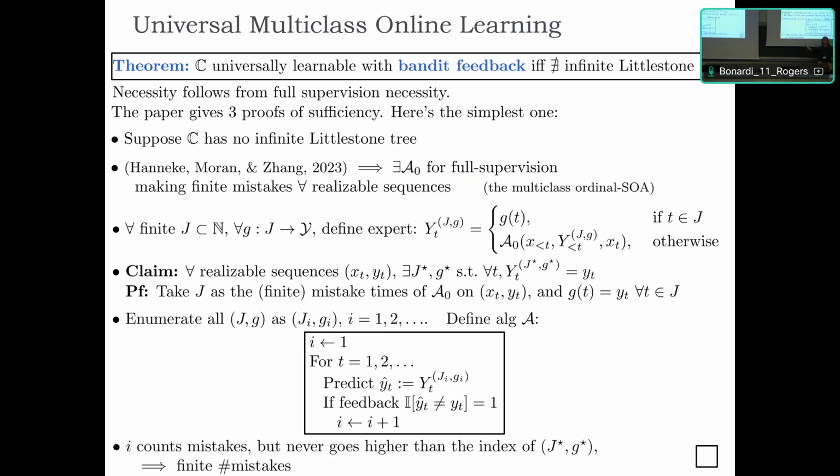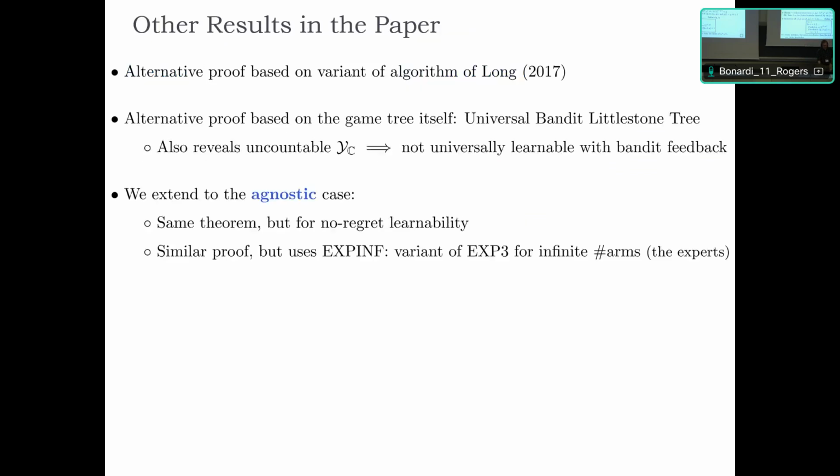And of course, we'll never move past the index of that J star G star, which doesn't make any mistakes. So that guarantees we'll make a finite number of mistakes overall. So that's the whole proof. I'll just mention a couple of other results that are in the paper.